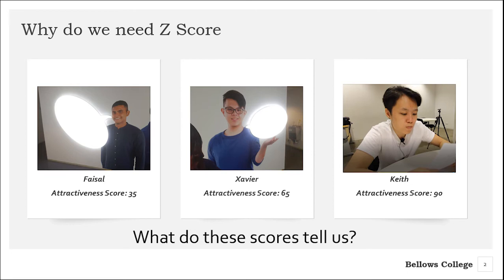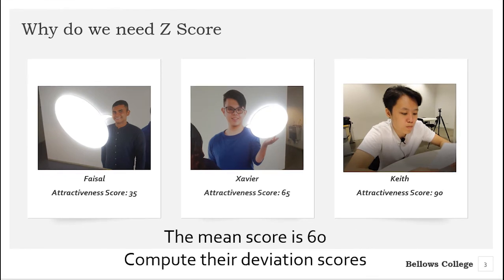It would be nice to know what is the average score of all the participants in this study. Suppose the average score is 60. Now we know that the mean of this test is 60. Now we are able to know who is above and below the mean. From here we can find out what their deviation scores are.